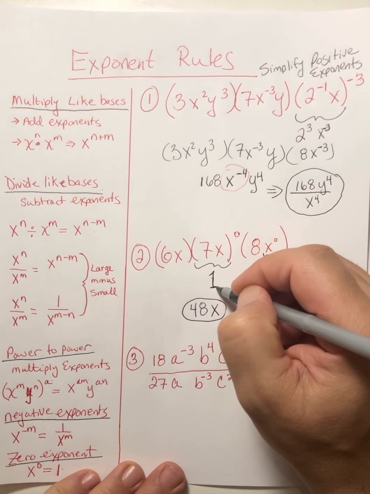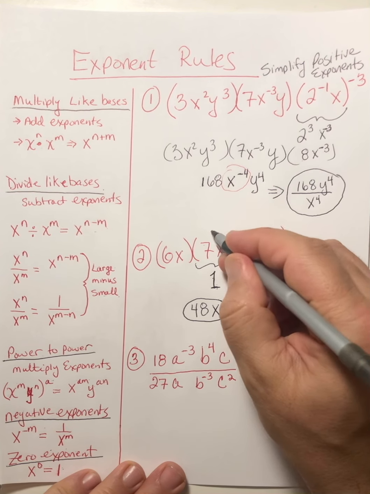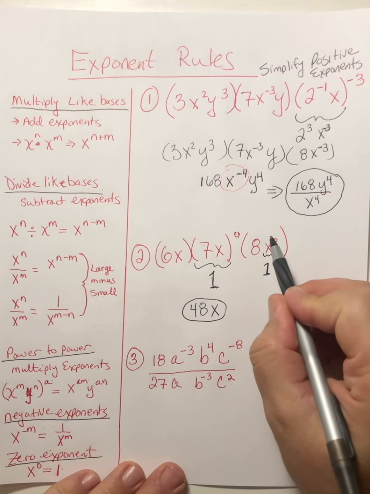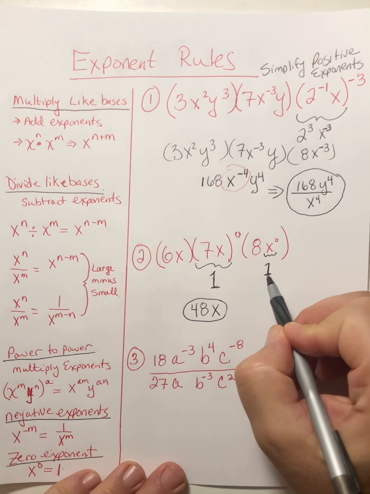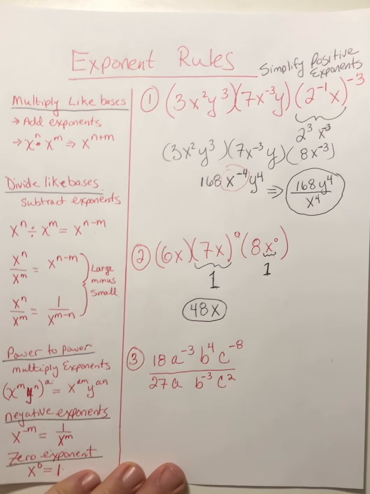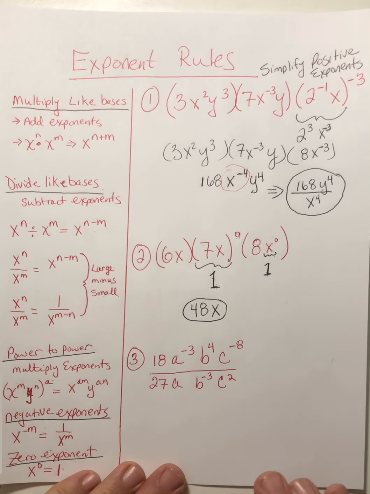This whole thing was 1. Anything to the 0 power is 1. This whole thing was raised to the 0, so that's 1. The only thing to the 0 power here was just the x, so that's 1. So 1 times 8 times 1 times 6, and we're left with 48 and the x.